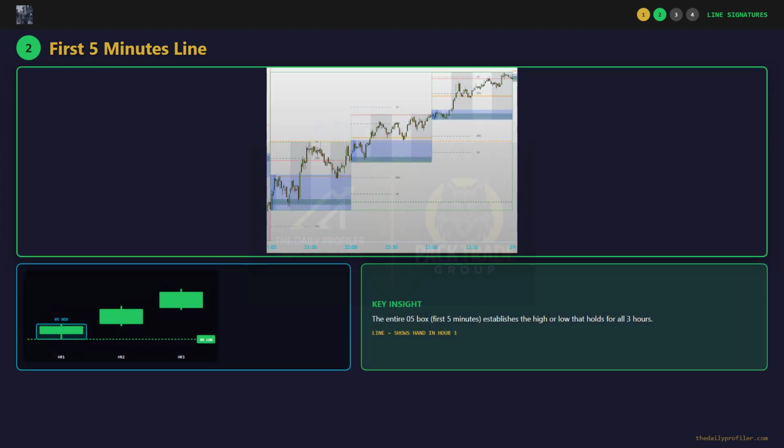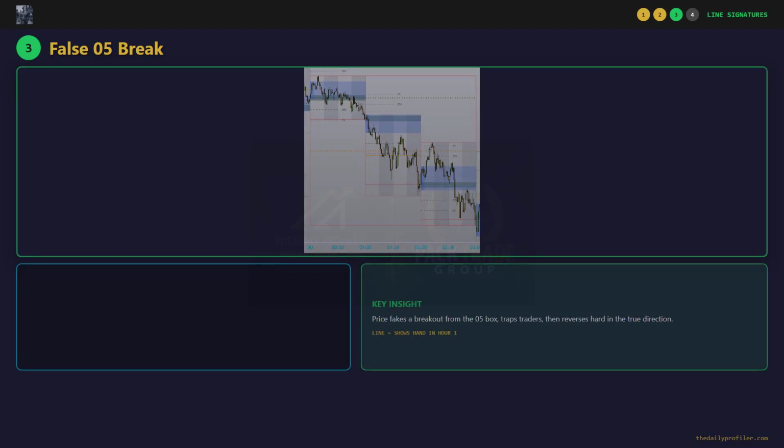Second signature. The first 5-minute line. Similar to the perfect line, but it takes 5 minutes instead of 1. The first 5-minute candle, the O5 box, plants the extreme. You watch for the basis point breach. If price breaks out of the O5 box and immediately starts trending, that's your first 5-minute line signature.